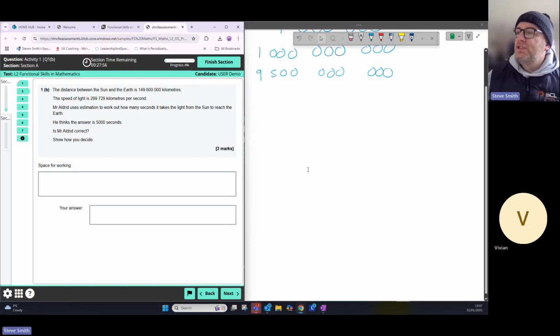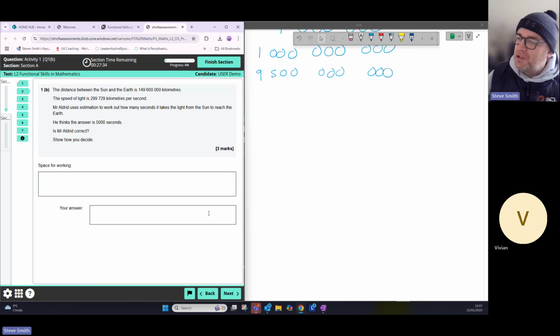The distance between the sun and the earth is 149.6 million kilometers. The speed of light is 299,729 kilometers per second. Mr. Aldridge uses estimation to work out how many seconds it takes the light from the sun to reach the earth. He thinks it's 5,000 seconds. Is he correct? So we've got a yes or no for our third point. Use estimation. So the key phrase there is use estimation.